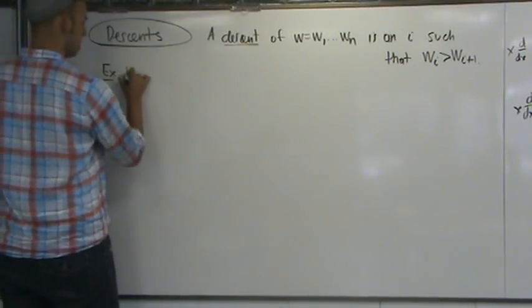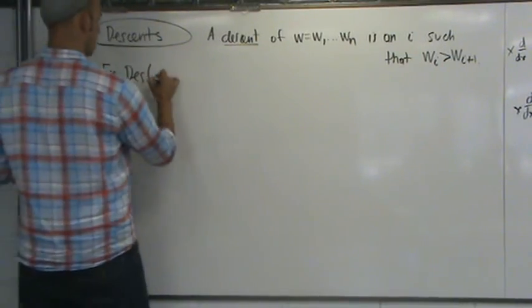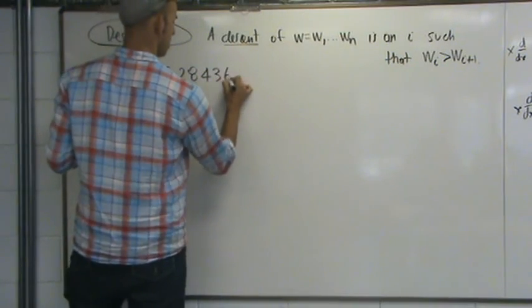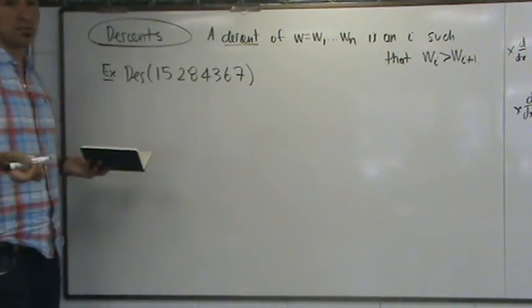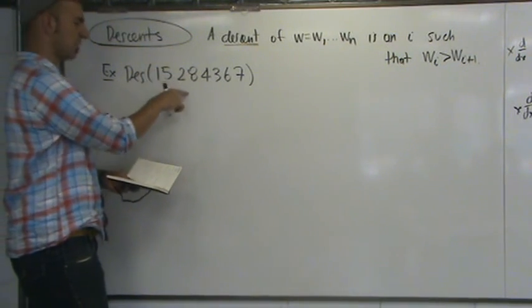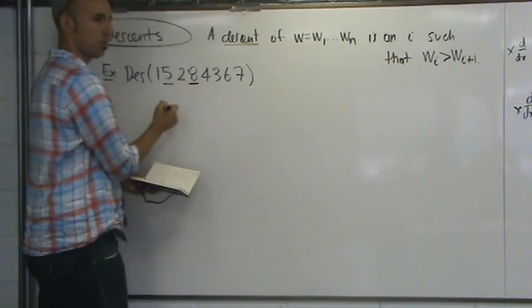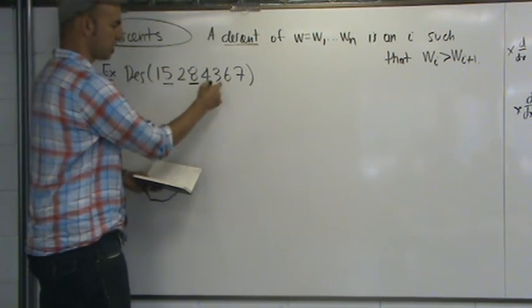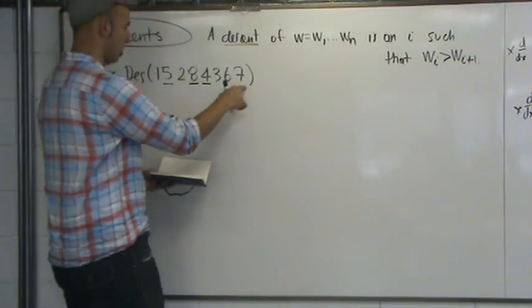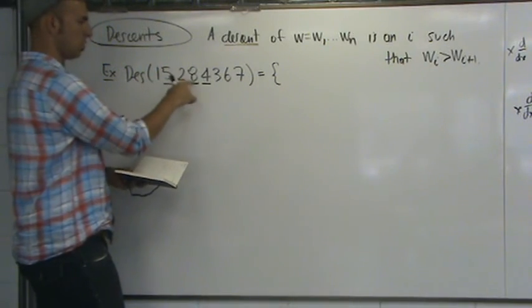So if I want the descents of a permutation like 1, 5, 2, 8, 4, 3, 6, 7, then I just need to say when it goes down, right? So from here to here I go up, from here to here I go down. So this is a descent. Here I go up, here I go down, from 8 to 4. Here I go down again from 4 to 3. From 3 to 6 I go up, from 6 to 7 I go up. So the descents are 2, 4, and 5.